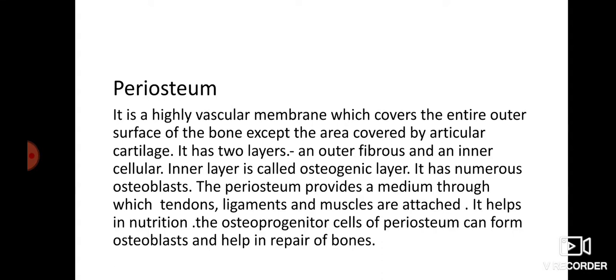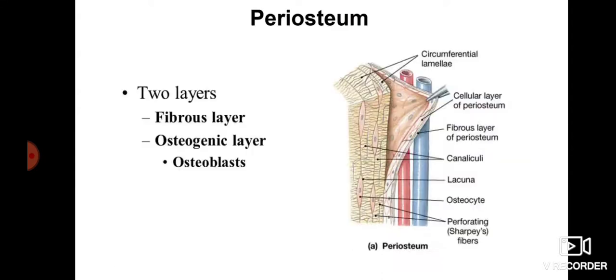The function of the periosteum is to give attachment for the tendons, muscles, and ligaments. It is also nutritive in function because it consists of numerous blood vessels. The periosteum has periosteal blood vessels that supply the bone. So it has a nutritive function. Osteoprogenitor cells of periosteum can form osteoblasts and that helps in the repair of bones. In this picture you can see the periosteum, the outer covering of the bone. It has an outer fibrous layer and an inner cellular layer. The inner part has cells, the outer part is fibrous.